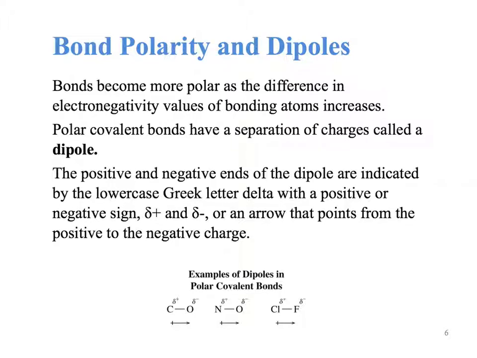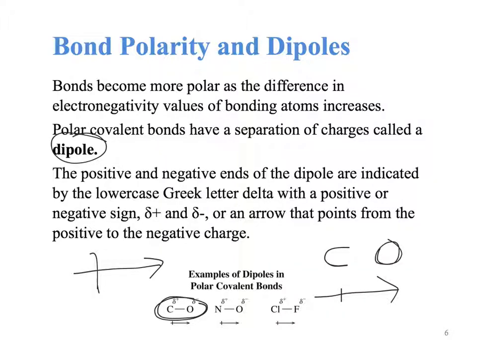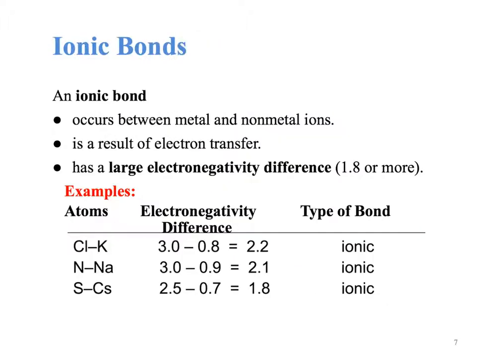Based on the difference in electronegativity, we'll have what is called a dipole. A dipole is a vector that goes from the least electronegative element to the most electronegative element. And in this case, as we see in the periodic table, here is carbon, here is oxygen. By the trend, oxygen is more electronegative, therefore the dipole starts in carbon and it goes to oxygen.